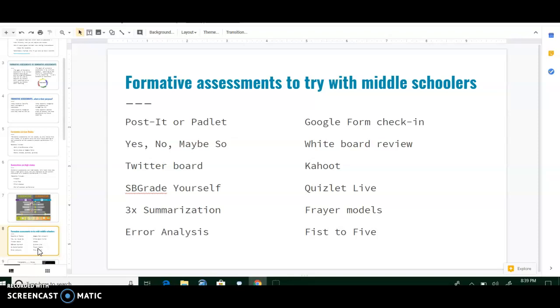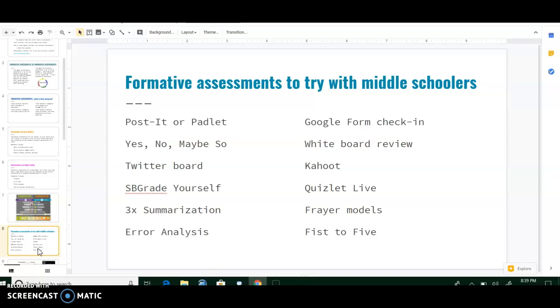You could do a three-time summarization. So this one I thought was really cool, and I don't know if it would be good in math, but students could summarize their learning in 10 to 15 words, 40 to 50 words, and then a paragraph. So leveled learning and leveled representation of what they've learned.